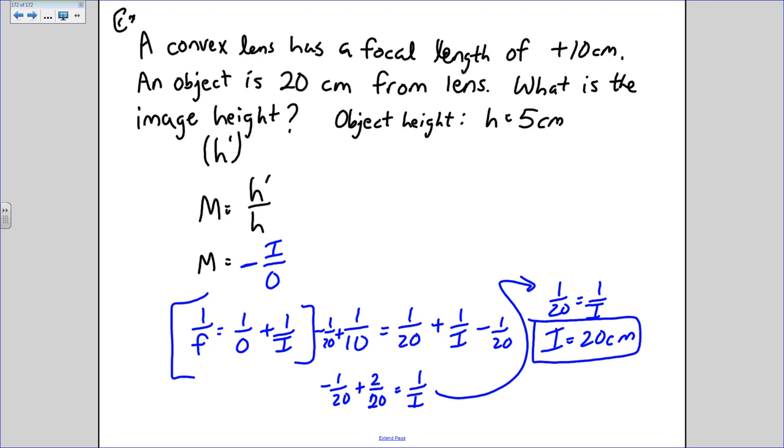Is this a real or virtual image? On the test, I could ask you questions like this just to describe the image. How about this one, real or virtual? It's a real image. And the reason I know it's real is because it has a positive image distance. The image distance is positive, so it's a real image, because I is positive.